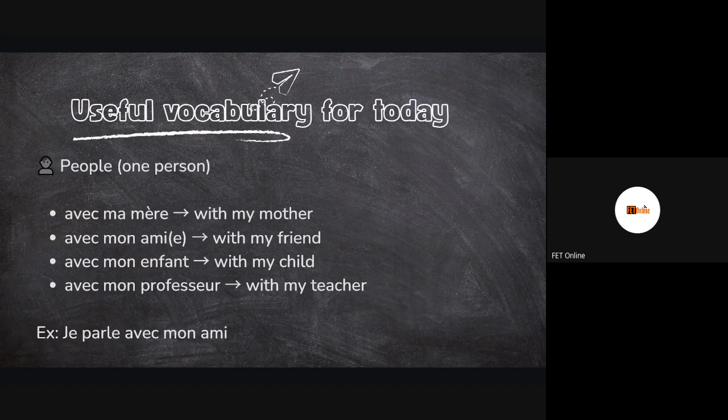If you want to talk about people, you can use avec ma mère for with my mother, avec mon ami for with my friend, avec mon enfant for with my child, avec mon professeur for with my teacher. For example, je parle avec mon ami.